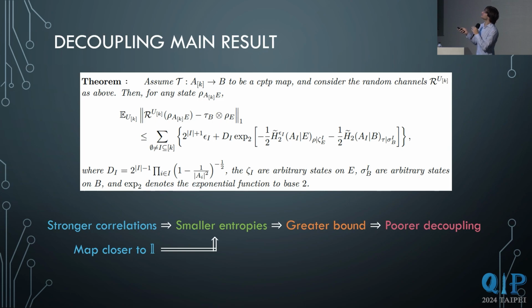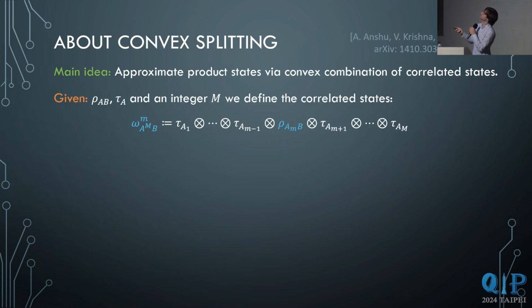And we can use exactly the same for another quantum primitive, which is convex splitting, where we want to approximate the product state by a convex combination of correlated states. So given this correlated state rho and some other state tau and m, we can define this omega in a very clear way, in a very clever way. And well, picture now omega 1 would be the state that has a correlation between A1 and B.